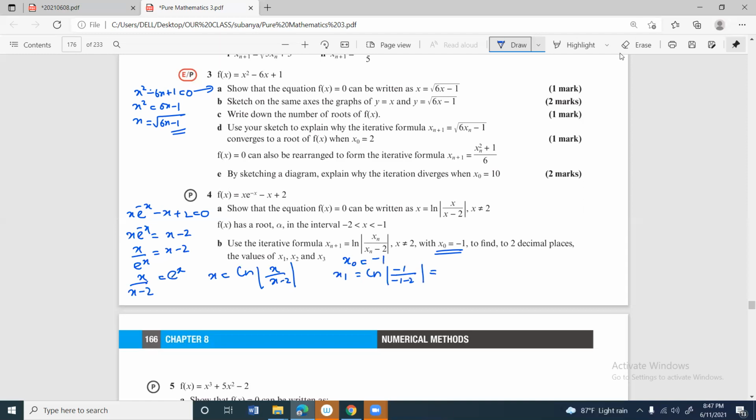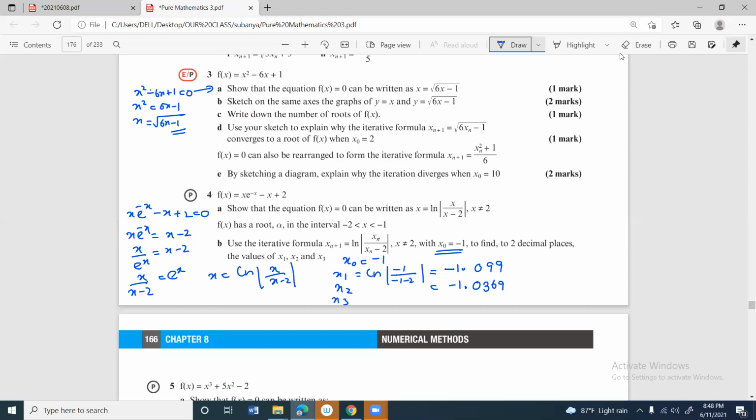So that value is minus 1.099. We need two decimal points, but writing three decimal points is enough. It's 9, right? Then x2. That means you can replace this point with the new answer. So that answer is minus 1.0369.